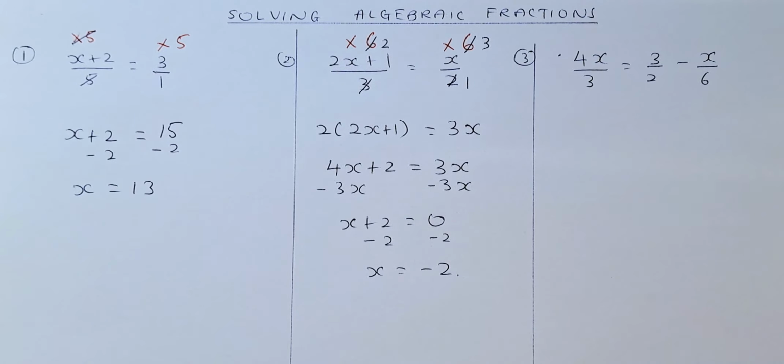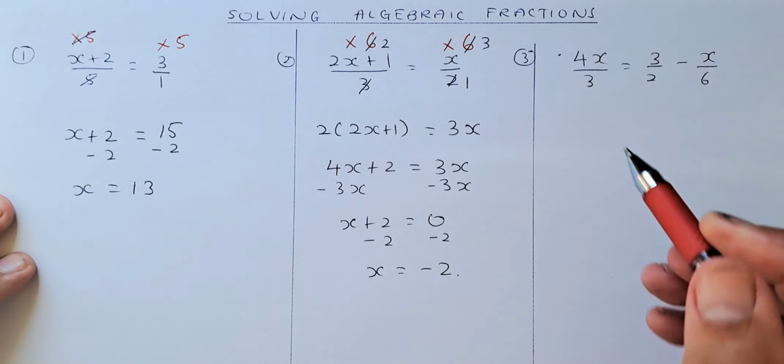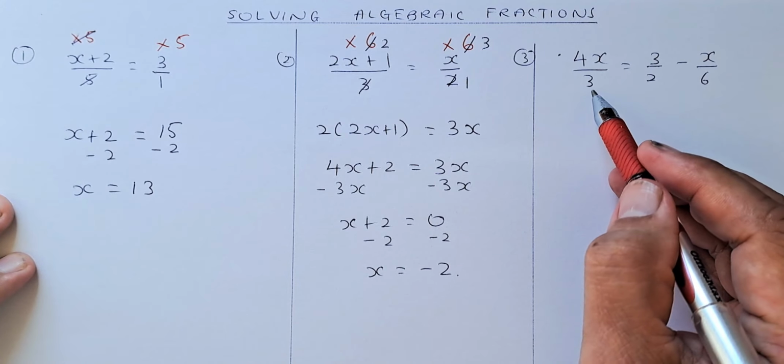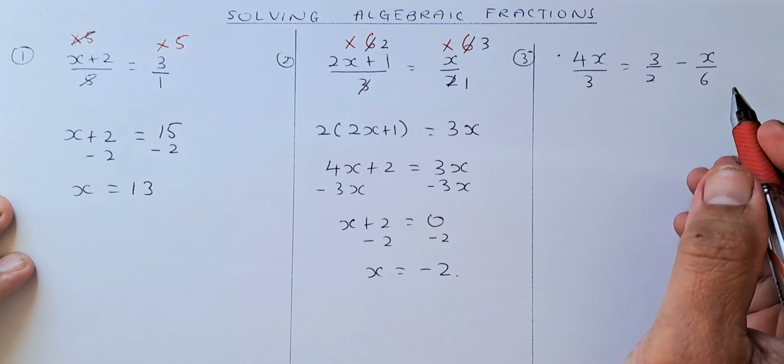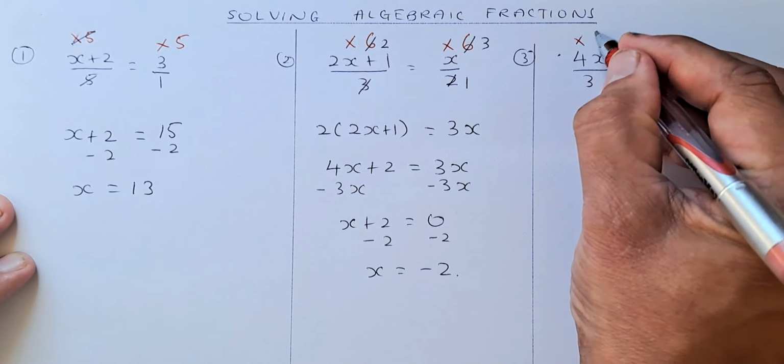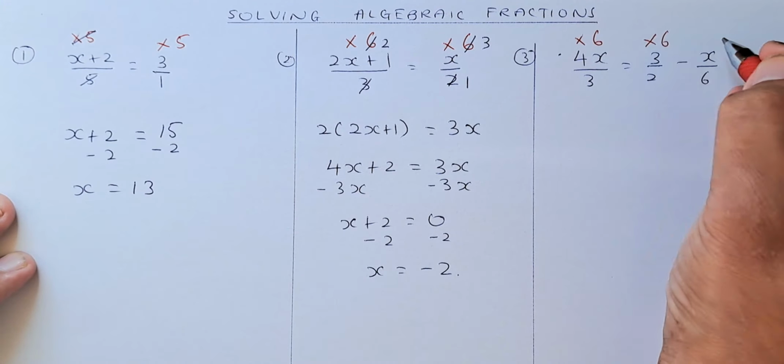The third example looks like that. So you have 4x/3 = 3/2 - x/6. So again, your lowest common denominator of 3, 2, and 6 is going to be 6. So what you're going to do, you're going to multiply by 6 in every term, okay?